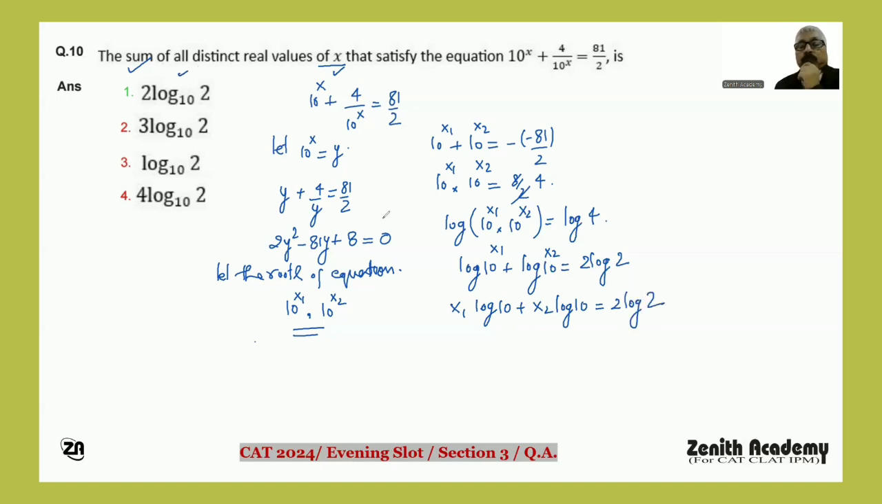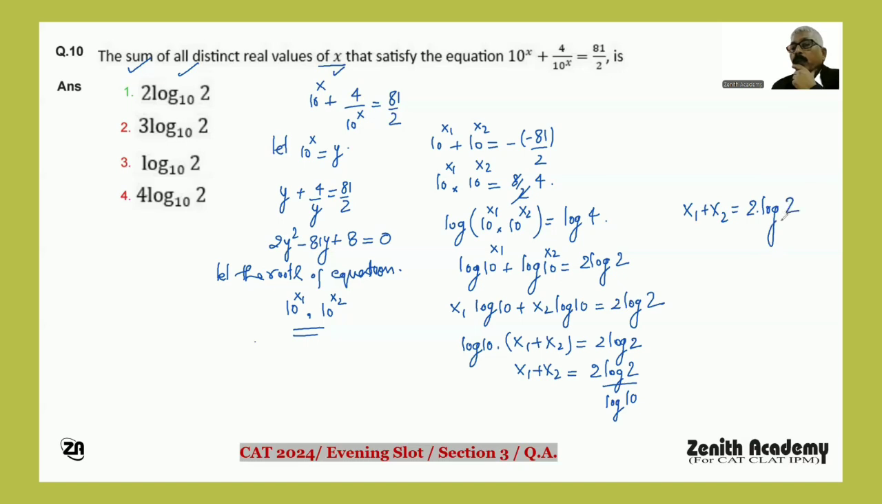And we have to find the sum. So if I take log 10 common, log 10 into x1 plus x2 is equal to 2 log 2. So x1 plus x2 is 2 log 2 upon log 10. And here the answer is in this format. So it is actually x1 plus x2 is 2 into log of 2 base 10. So this is your answer.